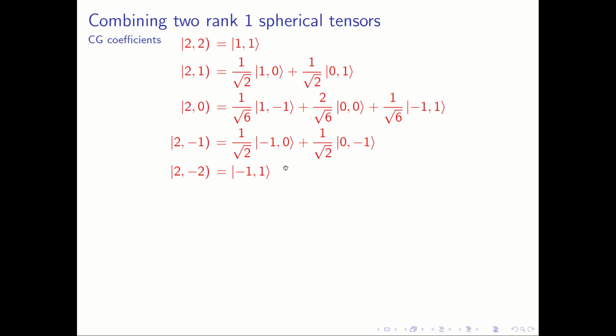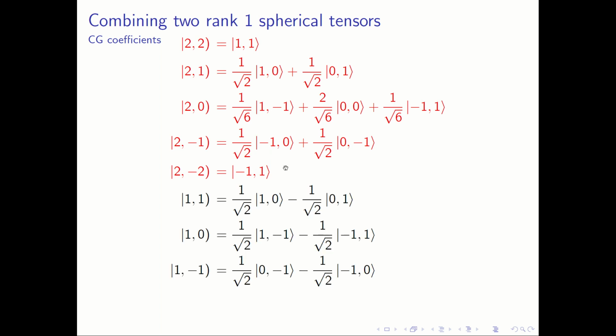These are the j equal to 2, but then of course when you add two j's, each one, you get j equal to 2, j equal to 1 and j equal to 0. So j equal to 1 gives you this and j equal to 0 is this combination. So these are the corresponding angular momentum addition results, and these are the corresponding Clebsch-Gordan coefficients.